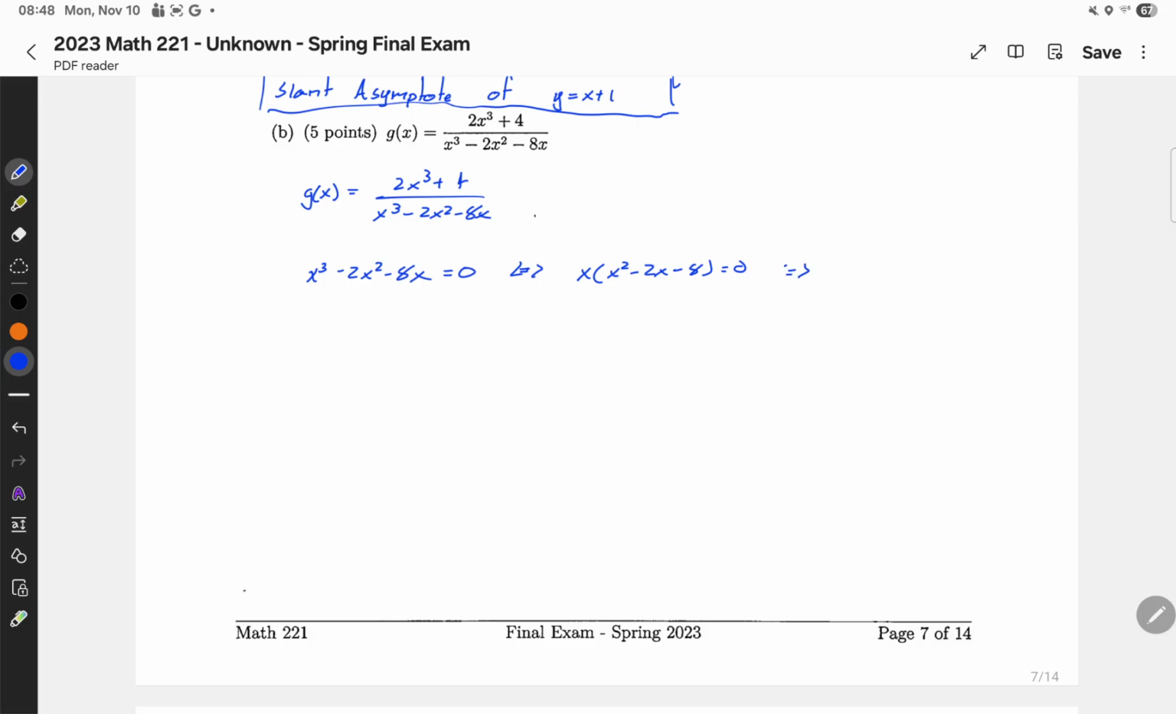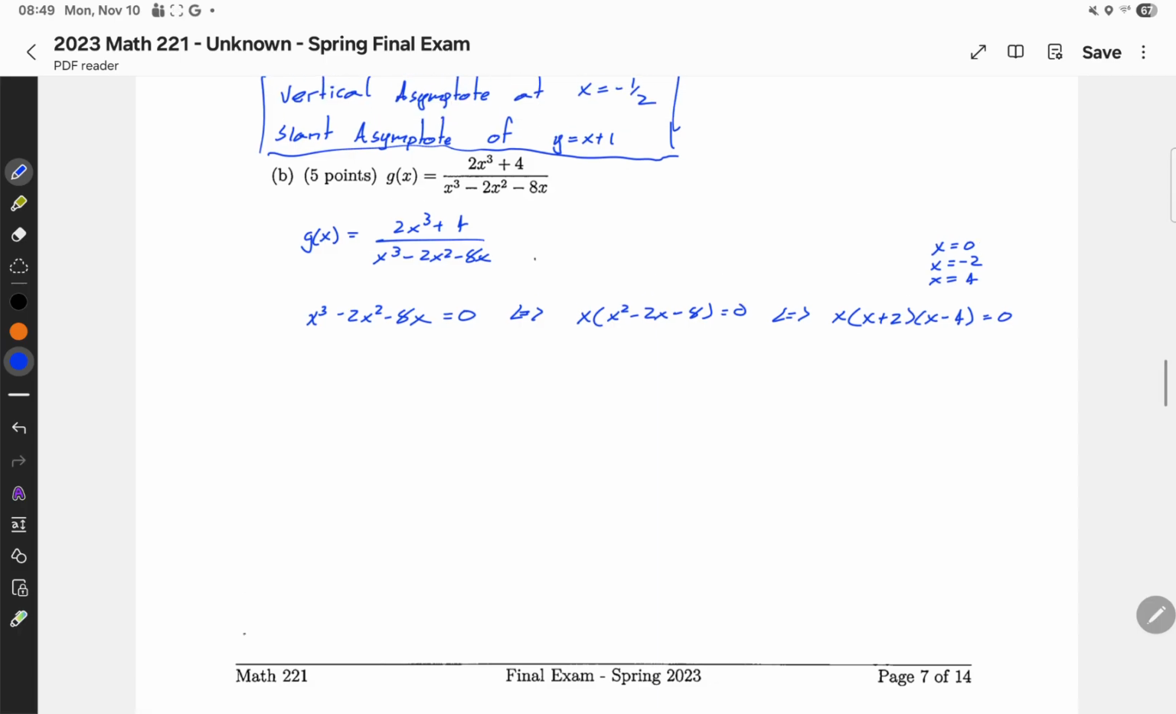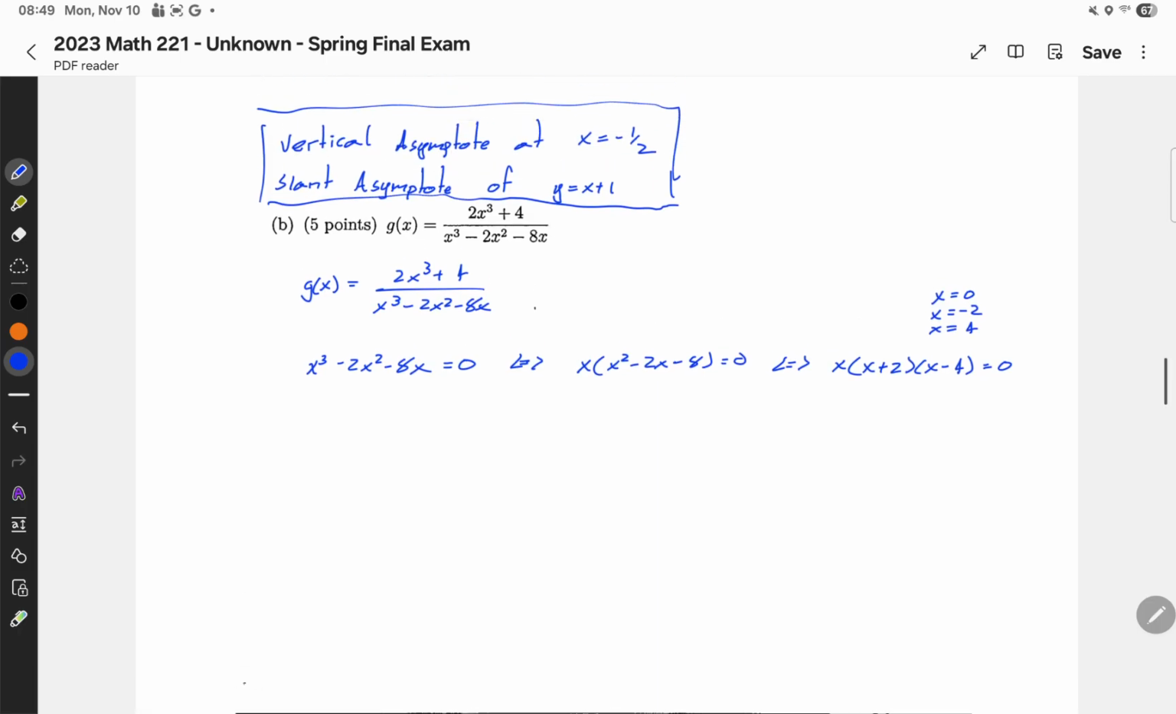And next up, we can go ahead and factor this middle part as, I think it's going to be minus 4 and 2. Yep, because minus 4 plus 2 is minus 2, multiplied is minus 8. So we have x times x plus 2 times x minus 4. And double check, yep, that looks right. And this is equal to 0. So this is going to occur, I'll write it up here, when x is 0, x is minus 2, and x is 4.